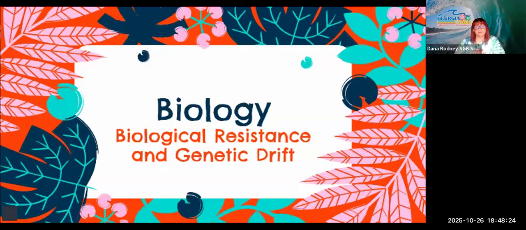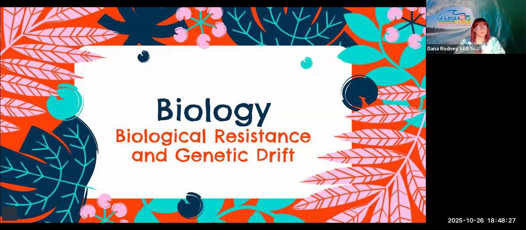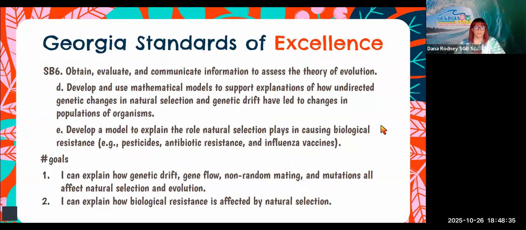All right, you guys. So now we are going to talk about biological resistance, and we're going to talk a little bit about genetic drift and how genetic drift can often be measured. So we're looking at SB6 still and focusing on D and E. So we're looking at the theory of evolution.